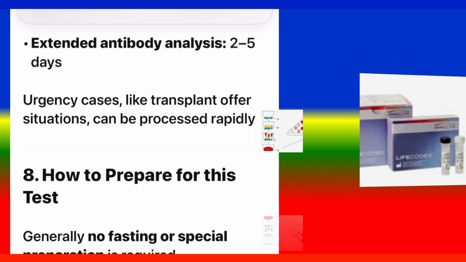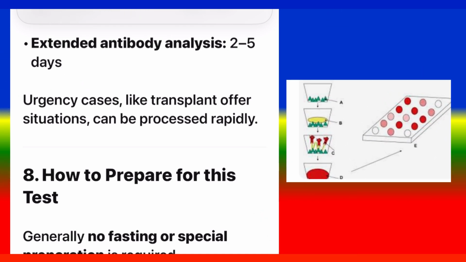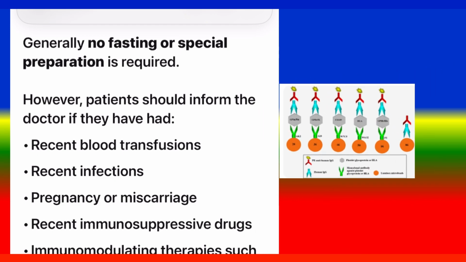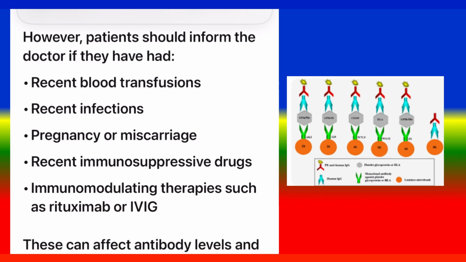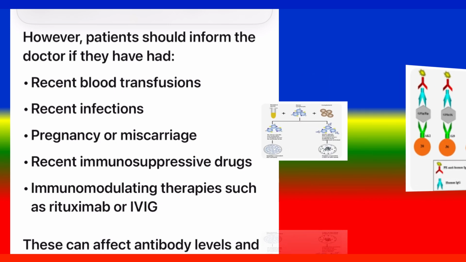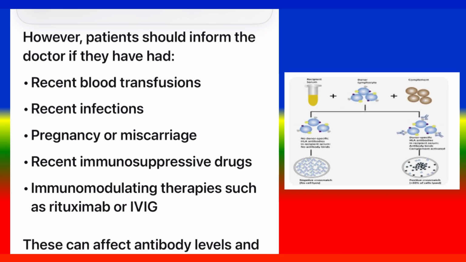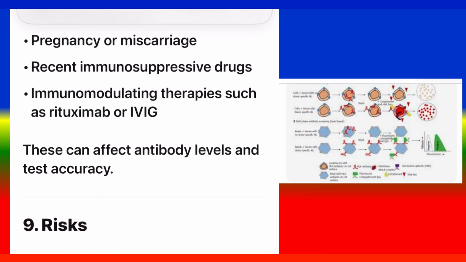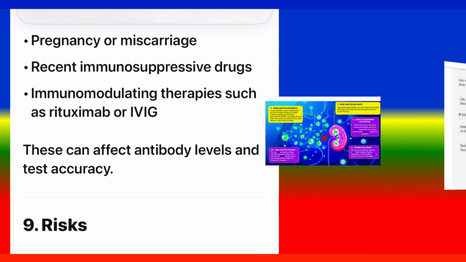Number 8. How to prepare for this test. Generally, no fasting or special preparation is required. However, patients should inform the doctor if they have had recent blood transfusions, recent infections, pregnancy or miscarriage, or recent immunosuppressive drugs or immunomodulating therapies such as rituximab or IVIG. These can affect antibody levels and test accuracy.